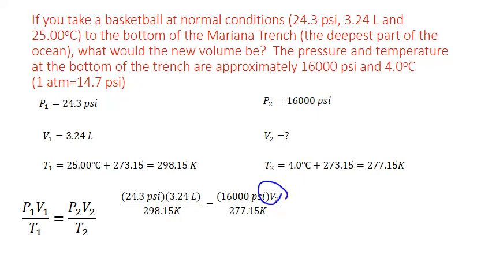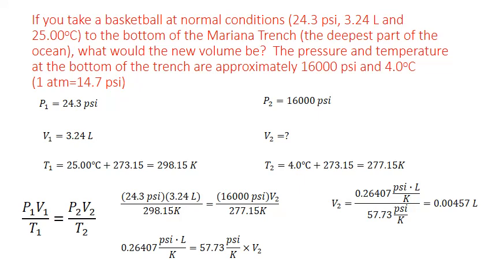I would start by simplifying what I have written here. I'd do everything on the left-hand side, put those together, 24.3 times 3.24 divided by 298.15. And on the right-hand side, I'd take 16,000 and divide it by 277.15. And this is what you would get. We can then isolate V2 by dividing both sides by 57.73.